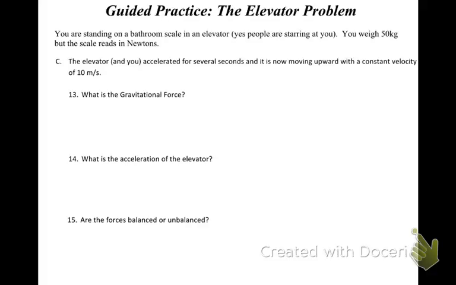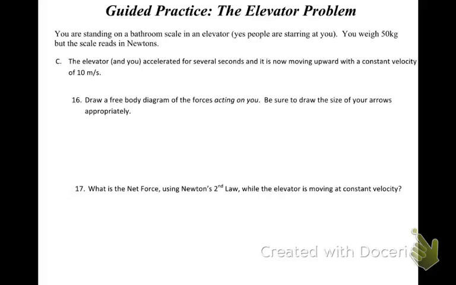Let's move on to question 16. It says here, draw a free body diagram of the forces acting on you, and be sure to draw the size of your arrows appropriately. So, we are dealing with balanced forces here. So our balanced forces mean that our arrows are going to be the same length. So our force of gravity is equal to 490 newtons. Our normal force still points straight up. I'm pretty sure by now you probably figured out what your normal force is equal to.